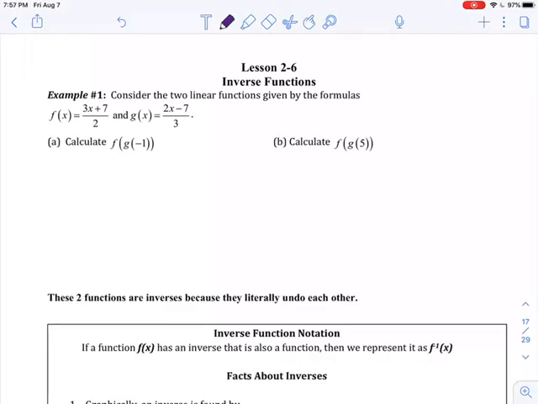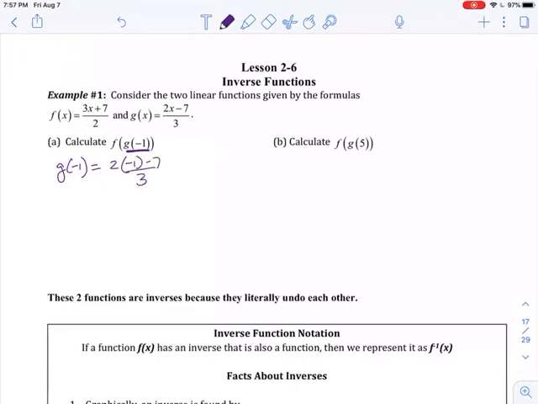So example 1, we're going to consider the two linear functions given by the formula. f of x equals (3x plus 7) divided by 2, and g of x equals (2x minus 7) over 3. And they want me to calculate f of g of negative 1. So remember, I'm starting with what's inside the parentheses, and I'm going to do g of negative 1. In the g function, I'm going to substitute in negative 1 for x. So instead of (2x minus 7) over 3, it's (2 times negative 1 minus 7) over 3.